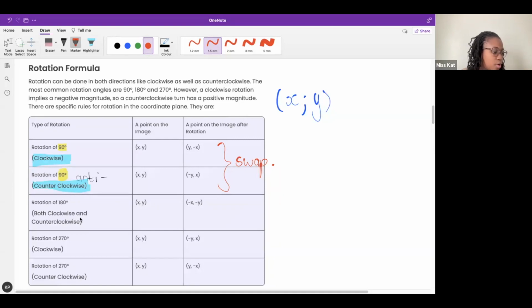Now, let's move on to a rotation of 180 degrees. And then I just muted myself. Anyway, 180 degrees only has one rule. Whether it's anti-clockwise or clockwise, it doesn't matter. If we are rotating a shape at 180 degrees, what happens to the coordinates? Look carefully. They were X, Y, and now they are what? What's different about them?